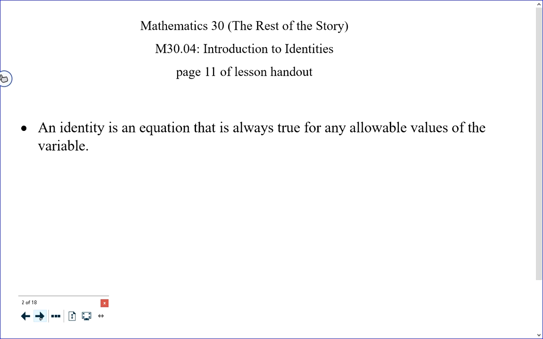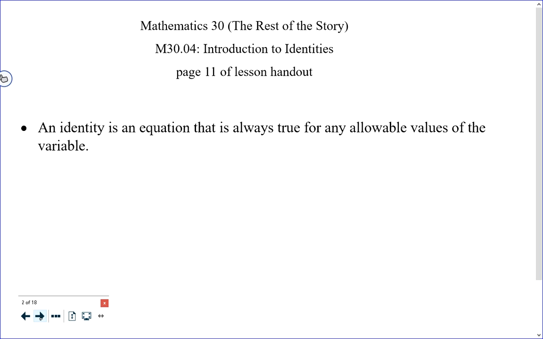First of all, an identity is an equation that has a certain property, and the property is the equation is always true. Now, in your note package, I'm saying it's always true for any allowable values of the variable. If there happen to be a non-permissible set of numbers that you are not allowed to use in the equation, so for example, if the equation has square roots and you're not allowed to put negative numbers in underneath the square roots, then we don't worry about that.